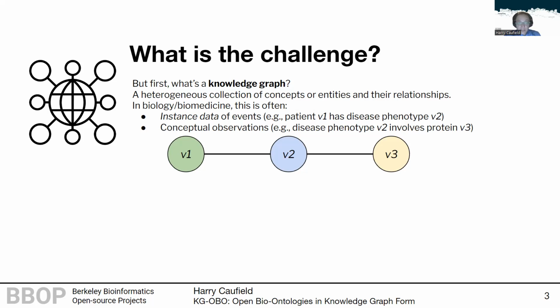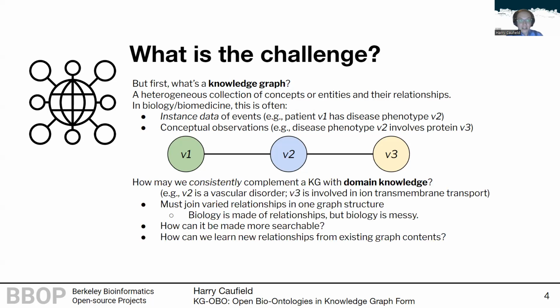In biology and biomedicine, this often means instance data of specific events, like a particular patient here, their vertex 1, or V1, has disease phenotype V2. And we can connect that with yet another type of interaction or relationship as a conceptual observation, such as that disease phenotype V2 involves a protein V3. So we have lots of these different types of relationships, and we can connect them all in increasingly large networks. And by increasingly large, I mean to the tens of millions of interactions in one particular knowledge graph, or KG.